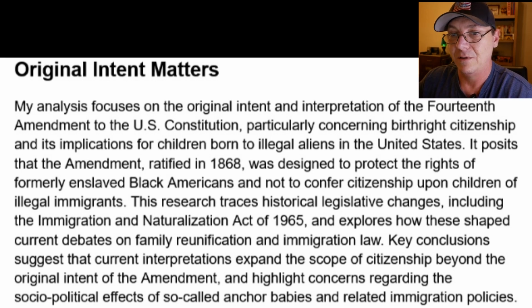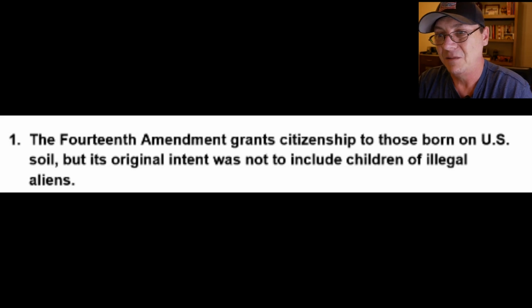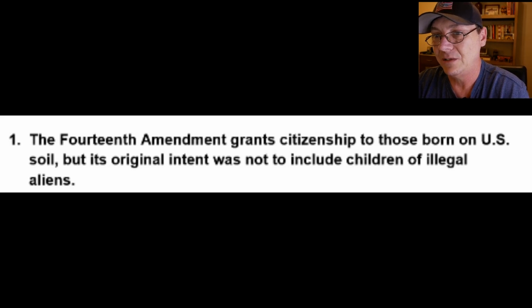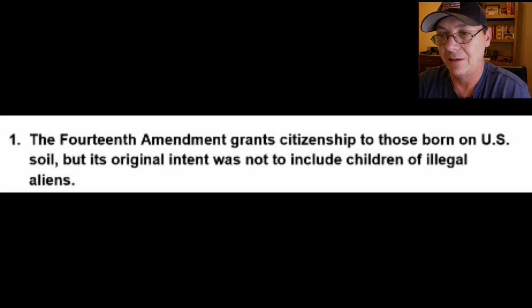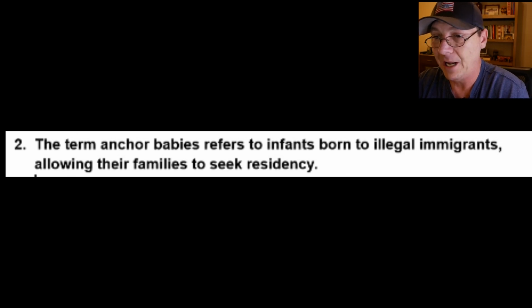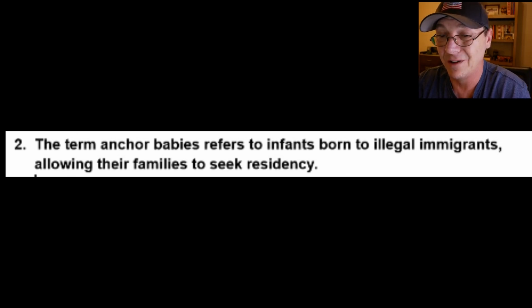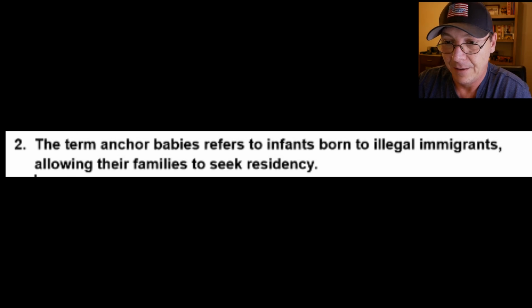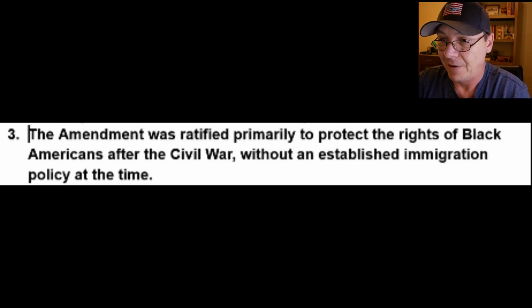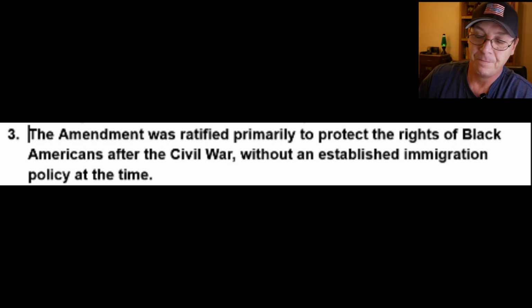So my main points were this. Number one, the 14th Amendment grants citizenship to those born on U.S. soil, but its original intent was not to include children of illegal aliens. It's quite clear if you look into it. Just do a little bit of digging, you'll figure this out. Number two, the term anchor babies refers to the infants born to illegal immigrants, allowing their families to seek residency. Unlawfully, I might add. Number three, the amendment was ratified primarily to protect the rights of Black Americans after the Civil War, without an established immigration policy at the time.